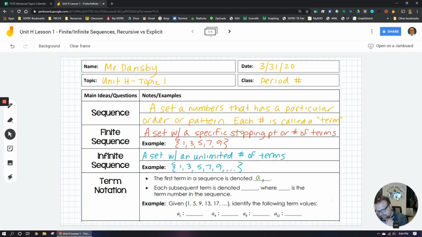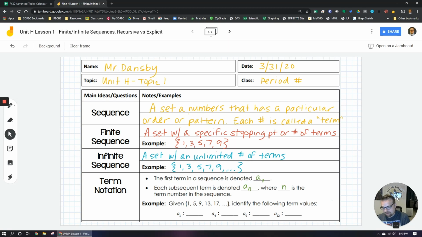Each subsequent term is denoted by A sub n, where the n is going to be the term number that's in the sequence. So you're going to see lots of problems that have A sub n minus 1. That means you're taking the term number that you're looking at, but the one before it. You're looking at the term that's right before that, because it's not the third term anymore. It's the 3 minus 1 term, which would be the second term, and the second term comes before the third term, if that makes sense. So let's go do an example.